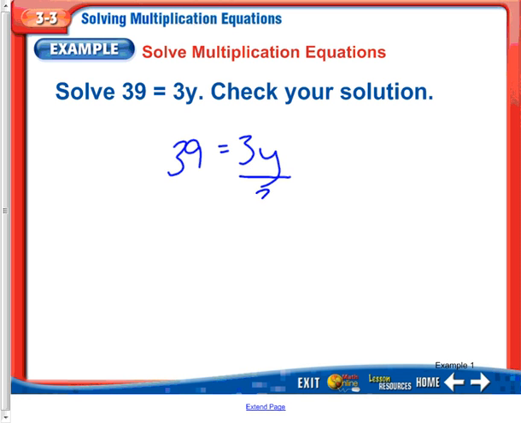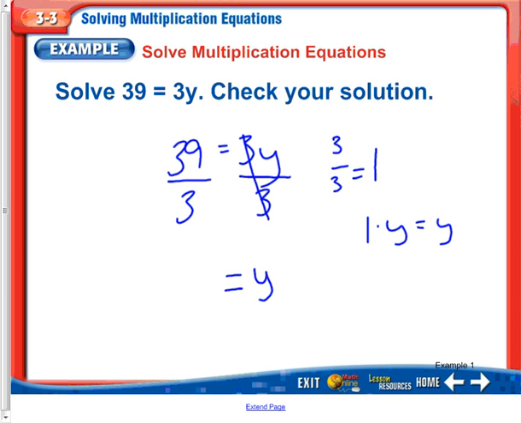So we're going to divide by 3, and whatever you do to one side of the equation, you have to do to the other side. So we'll divide that side by 3 as well. 3 is the coefficient of y, so we're dividing by the coefficient. Now, what happens with 3 divided by 3? Well, 3 divided by 3 equals 1. And 1 times y equals y. So we can really just cross these two out and we get y. And that's what we wanted in the first place, to get the variable by itself.